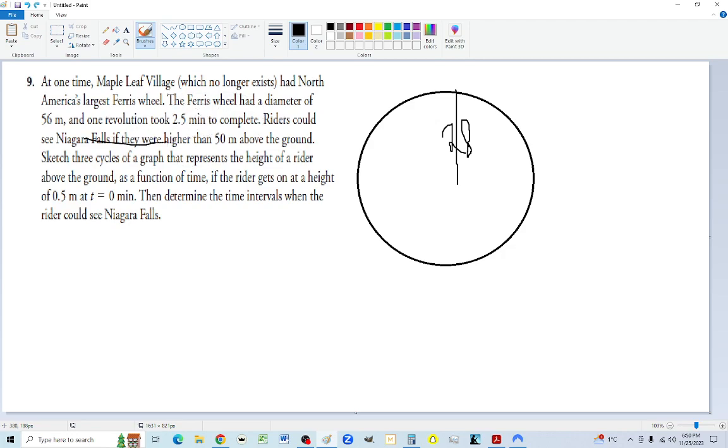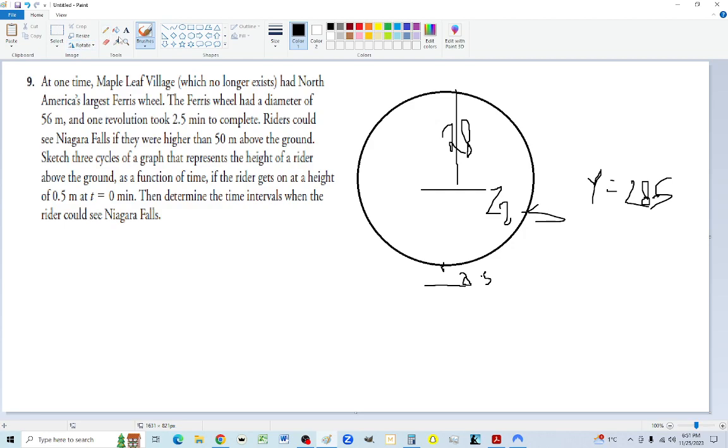Riders would see Niagara Falls if they were higher than 50 above the ground. Sketch 3 cycles of the graph to represent the height of the rider above the ground as a function of time. The rider gets on at a height of 0.5 meters at time 0. So let's say he gets on here, and it's 0.5 meters off the ground. We discover that from here to the center is actually 28.5, which means our axis is at y is equal to 28.5, and our amplitude is 28.